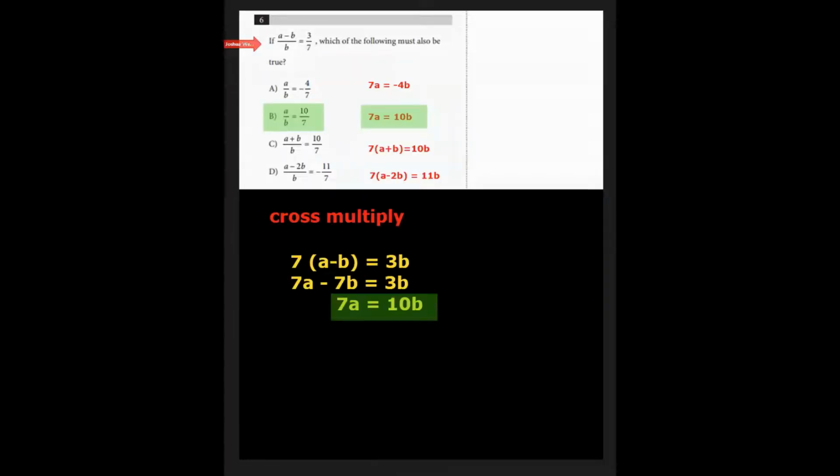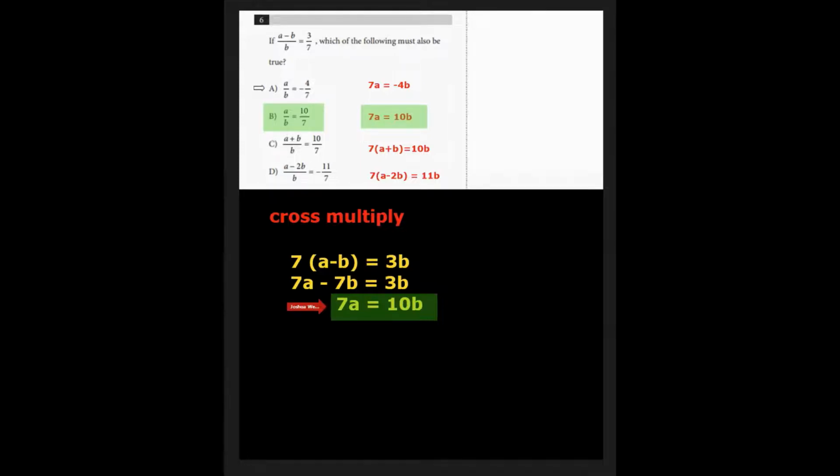If (a minus b) over b equals 3/7, which of the following must also be true? Well, here again, we have a proportion, and we can use our cross-multiply skills. If we cross-multiply the given equation, we get 7 times (a minus b) equals 3b. Distributing, we get 7a minus 7b equals 3b. Add 7b to both sides, and 7a equals 10b. Stop there because that's a very well simplified expression.